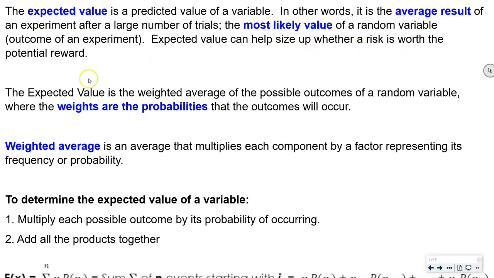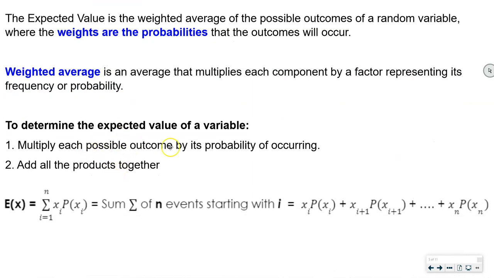Okay, so the expected value is a weighted average of the possible outcomes of a random variable, where the weights are the probabilities that the outcomes will occur. A weighted average is the average that multiplies each component by a factor representing its frequency or probability. So to determine the expected value of a variable, we're going to multiply each possible outcome by its probability of occurring, and then add all those together.